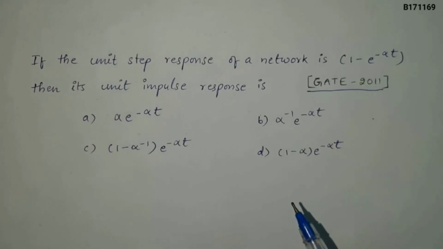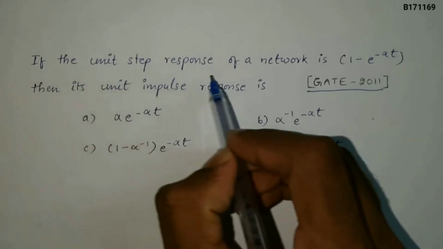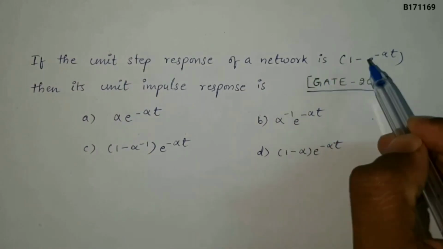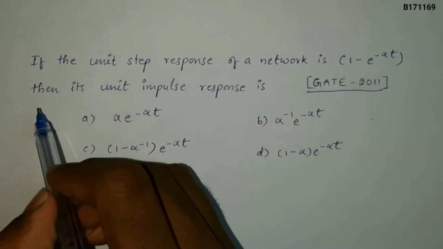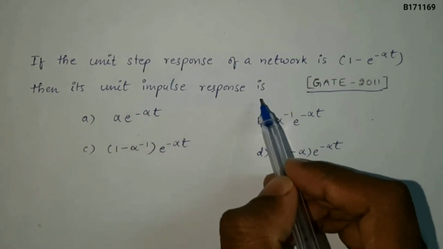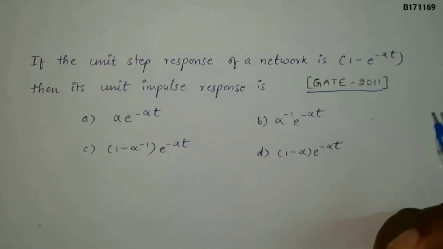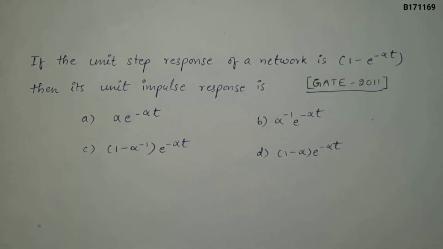Let me read it out for you once. If the unit step response of a network is 1 minus e power minus alpha t, then its unit impulse response is what? Trust me guys, solving this problem doesn't even take 5 seconds. But the concept behind the problem is very important. So let's dive into the concept first.